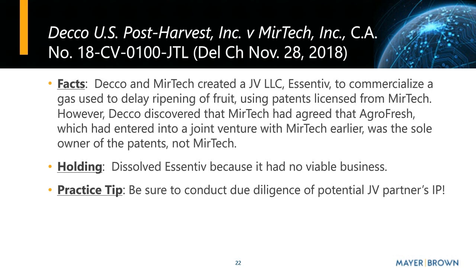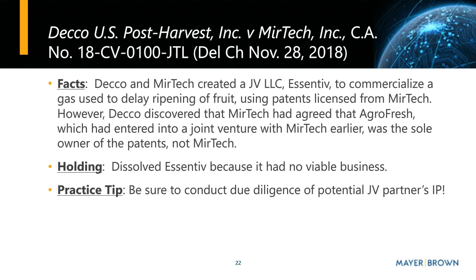The first case is the Deco-Mertec case. The joint venture entity in this case was an LLC, Ascentive LLC, which was formed in 2016 as a joint venture by the plaintiff Deco and the defendant Mertec. And the LLC was created to commercialize products based on a gas known as 1-MCP, which is used to delay the ripening of fruit and other produce.